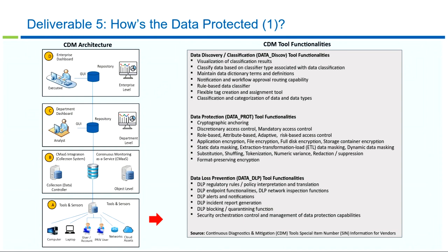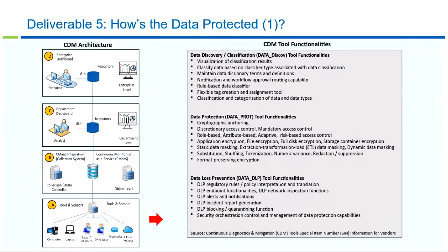And then finally, for how the data is protected, again, we have 5 different focus areas here. The first one being data discovery and classification. Tools include visualization of classification results, classify data based on classifier type associated with data classification, maintain data dictionary terms and definitions, notification workflow, approval routing capabilities, rule-based data classifier, flexible tag creation and assignment tool, classification and categorization of data and data types.